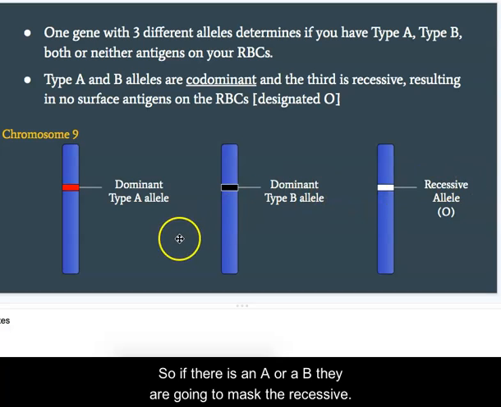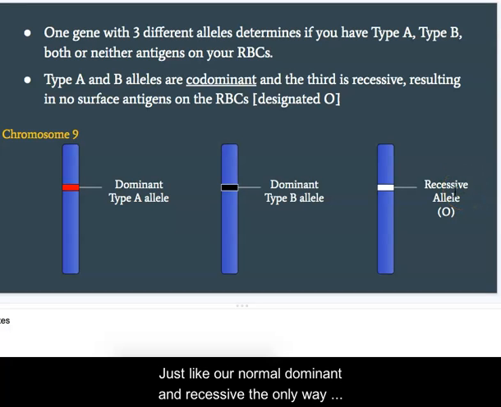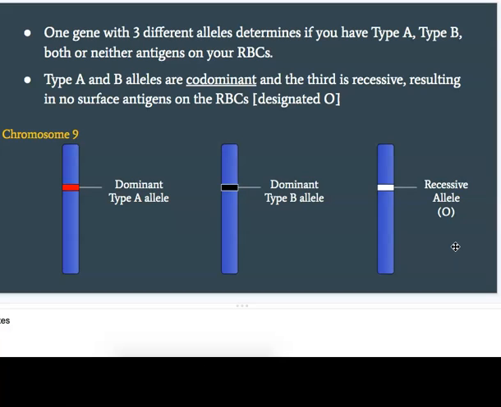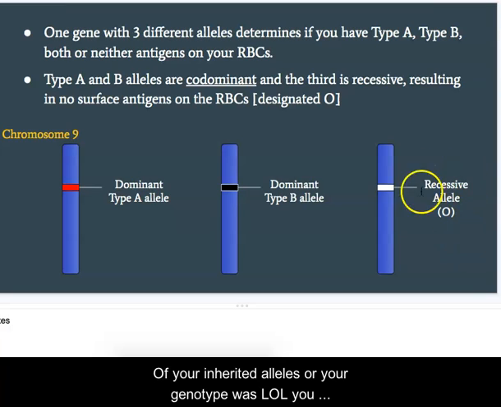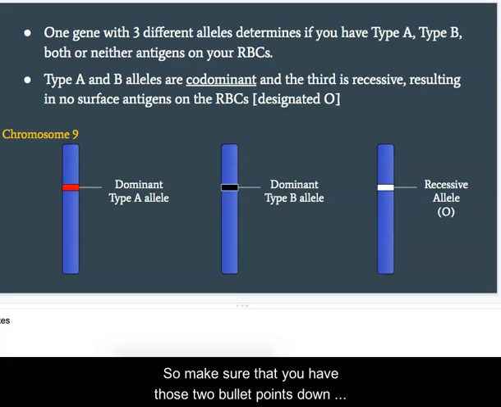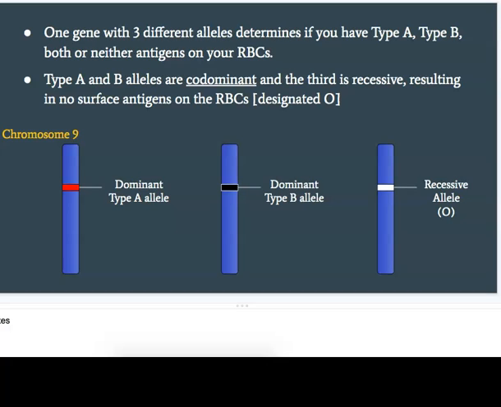So if there is an A or a B, they are going to mask the recessive O, just like our normal dominant and recessive. The only way we would ever see the recessive allele or type O is if both of your inherited alleles, or your genotype, was OO. You didn't have an A or a B to mask it. So make sure that you have those 2 bullet points down before we continue.